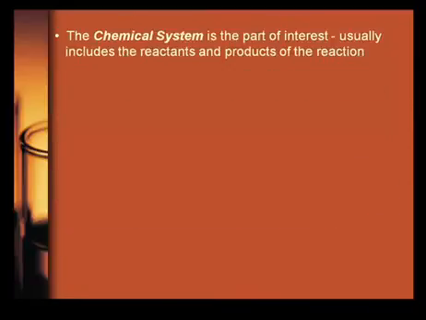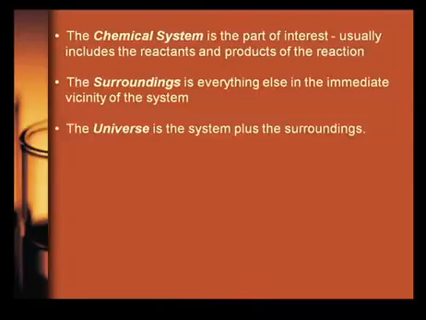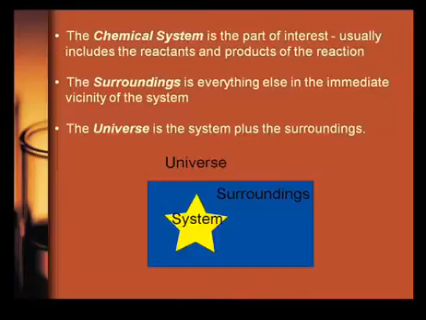The chemical system is the part of interest, usually includes the reactants and products of the reaction. The surroundings is everything else in the immediate vicinity of the system. The universe is the system plus the surroundings. So here is a little picture connecting the chemical system, the surroundings, and the universe.